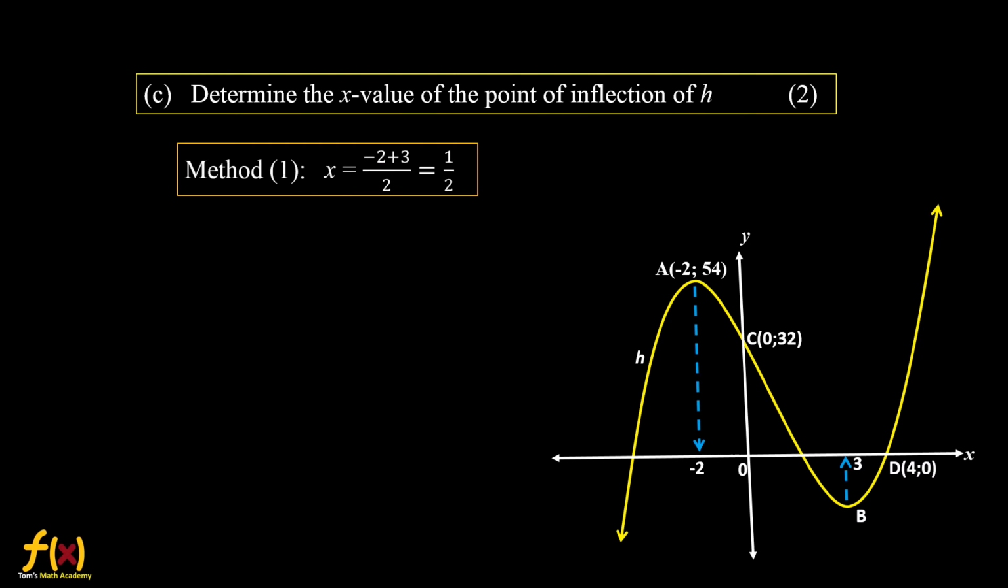So minus 2 plus 3 divided by 2, which is half. Look at the x coordinate of the point of inflection. That is the point of inflection.